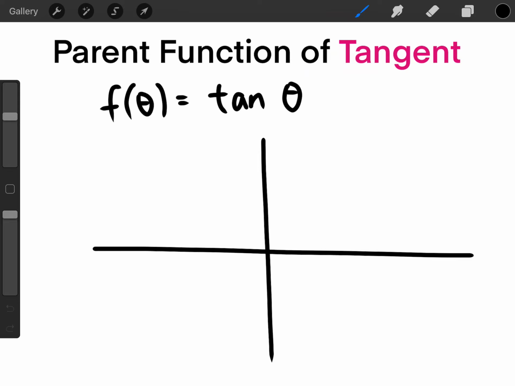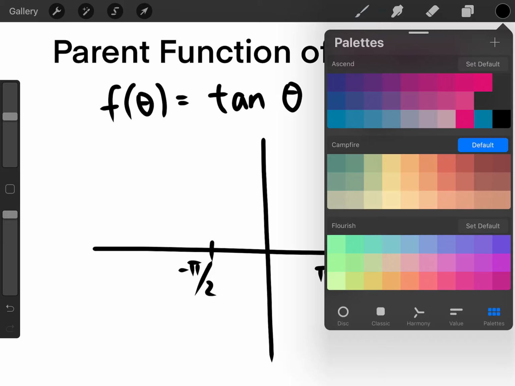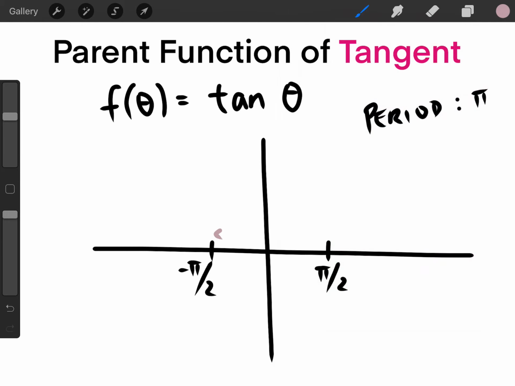So first of all, let's talk about tangent. Tangent is going to be in a period of 1 pi. If you're plotting the table and then just plotting points, you're going to figure out that a period of 1 pi is actually from positive pi over 2 to negative pi over 2. And this is the period of 1 pi. This is the period we're talking about.